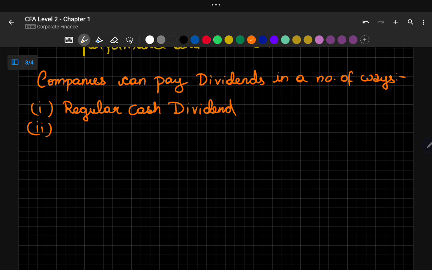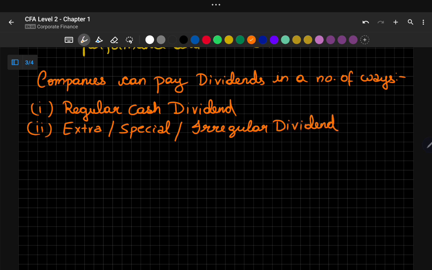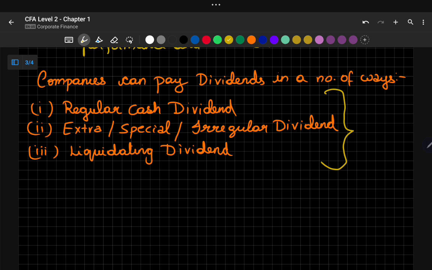So first is regular cash dividend, then it is extra dividend or special, like the different names for the same dividend. So extra dividend or special dividend or irregular dividend. Now the third one is liquidating dividend. These three types of dividends are usually cash dividends.